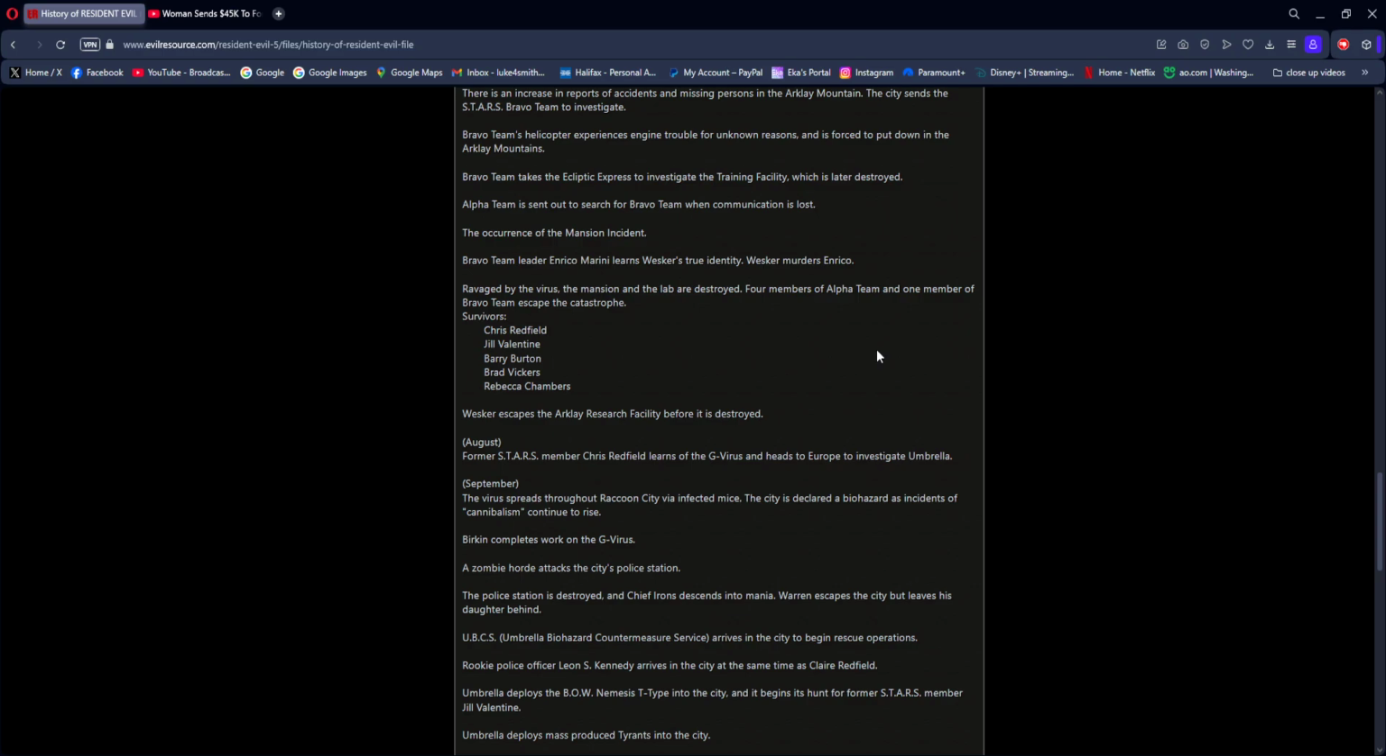Bravo team leader Enrico Marini learns Wesker's true identity. Wesker murders Enrico. Ravaged by the virus, the mansion and the lab are destroyed. Four members of the Alpha team and one member of Bravo team escape the catastrophe. Survivors: Chris Redfield, Jill Valentine, Barry Burton, Brad Vickers, and Rebecca Chambers. Wesker escapes the Arklay research facility before it is destroyed.